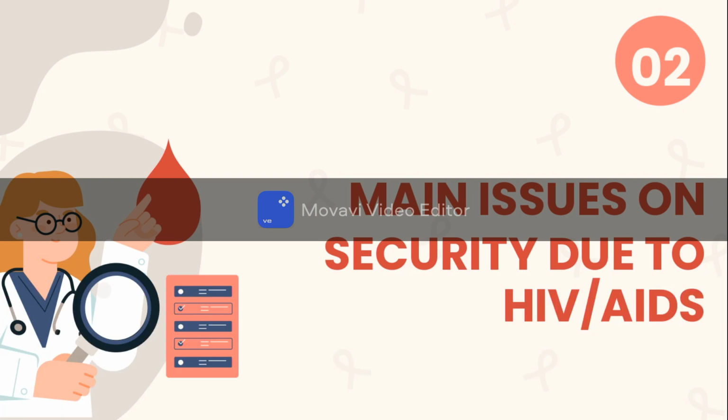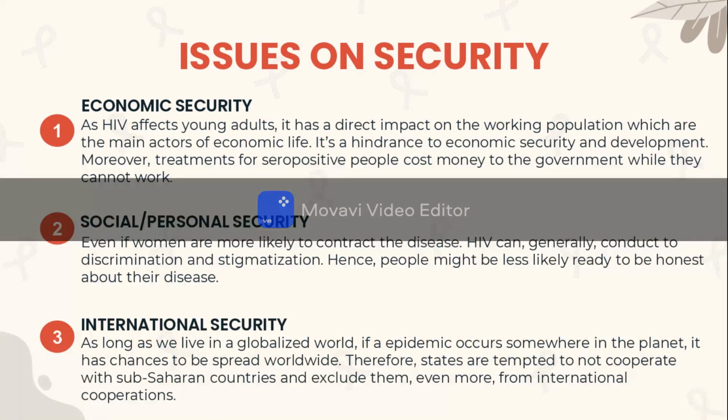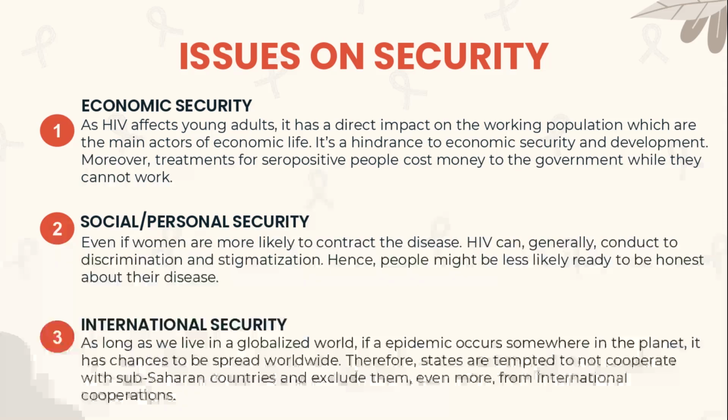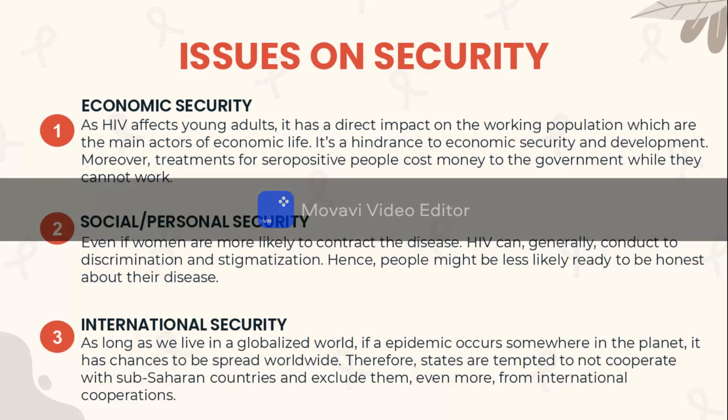So now we are talking about our second part, the main issues on security due to AIDS. There is economic security. As HIV affects young adults, it has a direct impact on the working population, which are the main actors of economic life. It's a hindrance to economic security and development. Moreover, treatments for seropositive people cost money to the government while they cannot work.